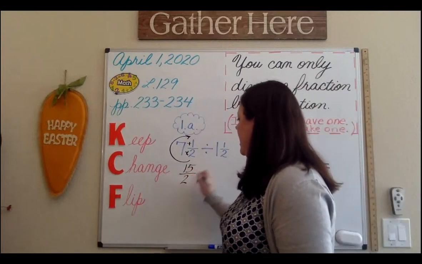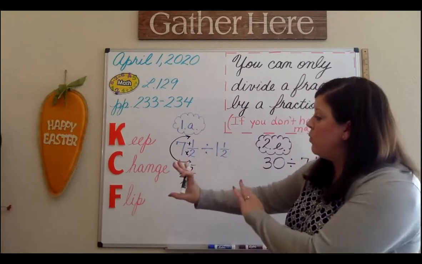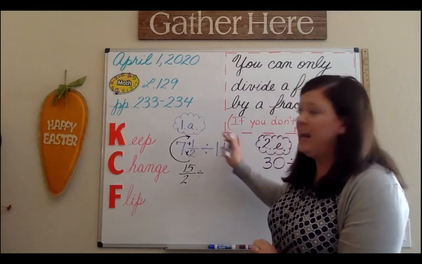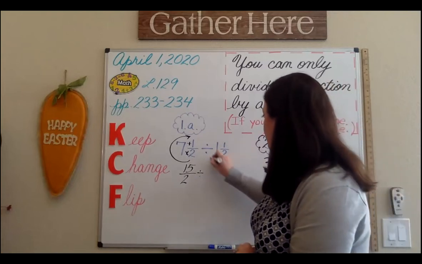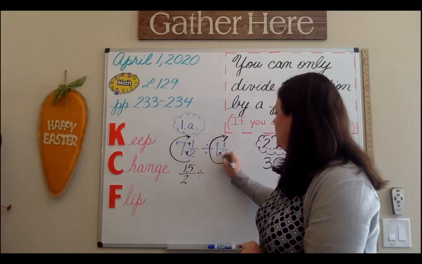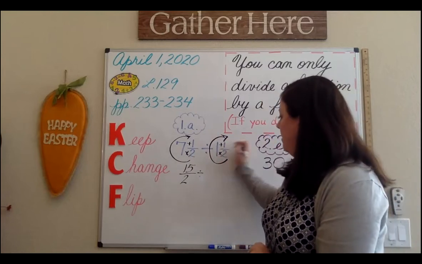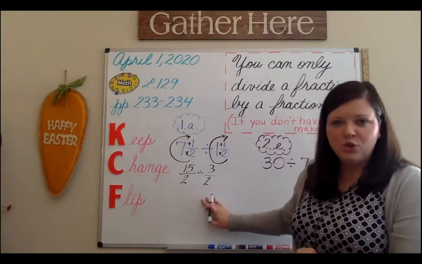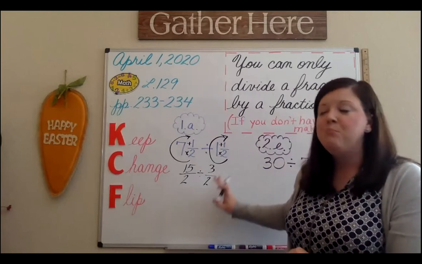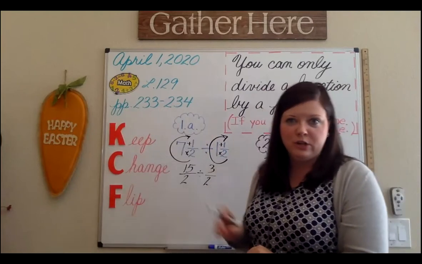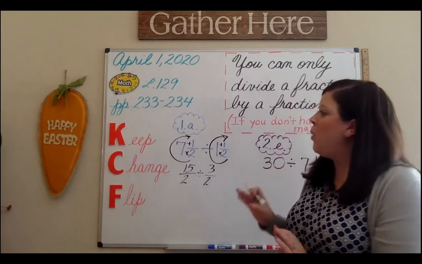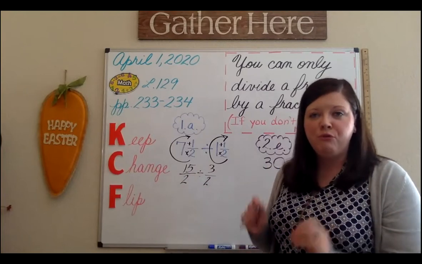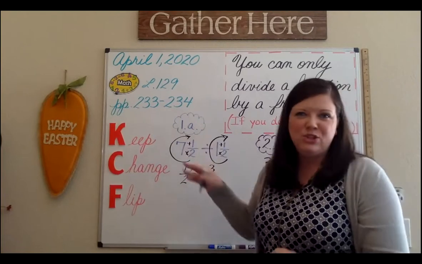15/2. Now I'm going to go ahead and keep the division sign just the way it is for right now, and change the 1 1/2. So let's go ahead and do that. 2 times 1 is 2, plus 1 makes 3. 3/2. You want to make sure that you have 2 fractions before you start all of your steps. I'm going to say that one more time. You want to make sure that you have a fraction on each side before you start your keep, change, flip.